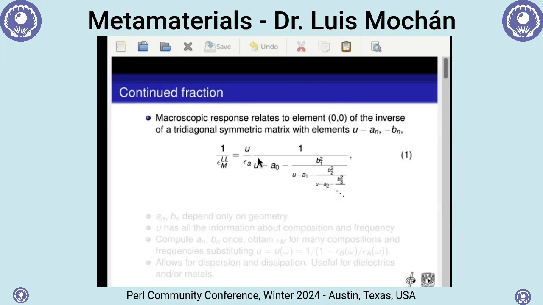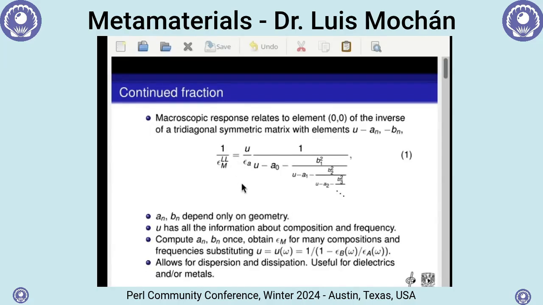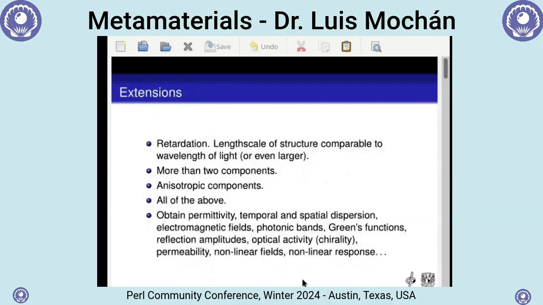So we have a continued fraction representation for the macroscopic dielectric function. And just to emphasize, all the coefficients A and B depend on the geometry. U depends on the composition. So for one geometry, we can compute the Haydock coefficients and then use that geometry for different compositions, for different frequencies, and make many computations of the response. And this works with dissipation or without dissipation, with dispersion or without dispersion. So it is useful for dielectrics and for metals.